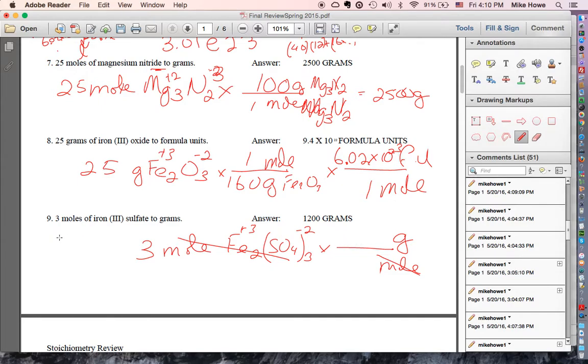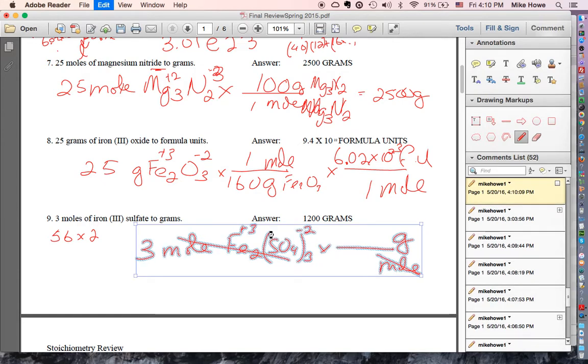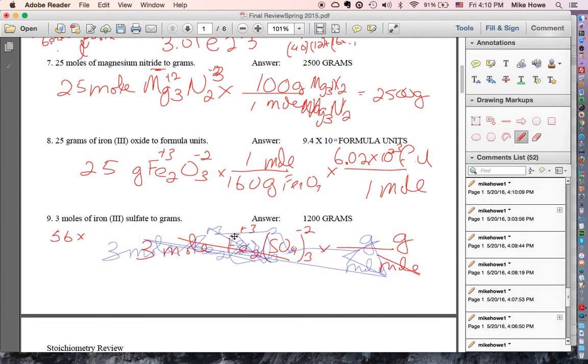I don't know what that is off the top of my head, so let's just add it up. So we got 56 times 2. This time I'm going to add this up slightly differently. I'm going to say that this whole business inside the parentheses, right here, all this, that is 96. And the reason that's 96 is because 1 sulfur is 32. Each oxygen atom has a weight of 16, and 16 times 4 is 64. So 32 and 64 makes 96. But then I have to multiply that by 3.